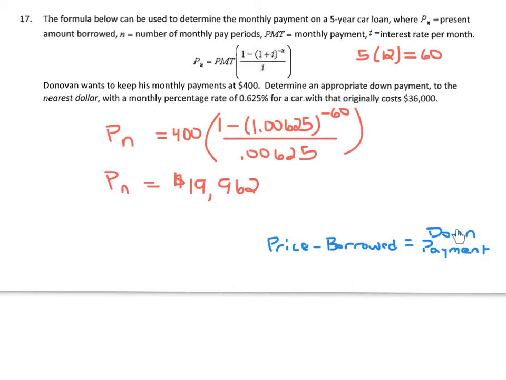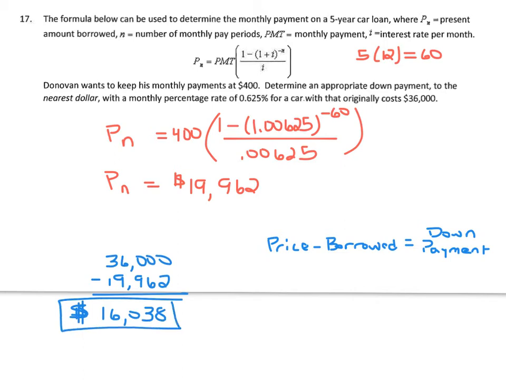Okay, so let's go to our little formula over here. If we want to figure out the down payment, we take the price of the car, and we subtract from that the amount that we're going to borrow. The price of the car is, I'm just going to do this off to the side here, $36,000. And the amount that he needs to borrow from the bank is $19,962. So when we subtract, this will give us our down payment. So our down payment, sorry, that's a really bad dollar sign, is $16,038. That's how much Donovan has to put down on his car in order to keep his monthly payments at $400 per month.